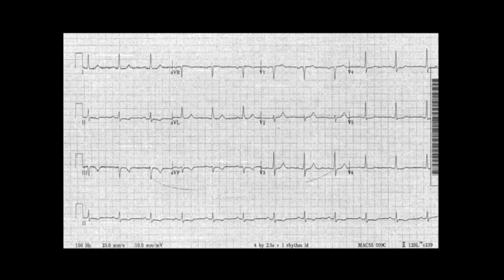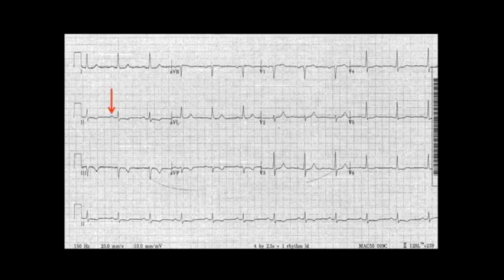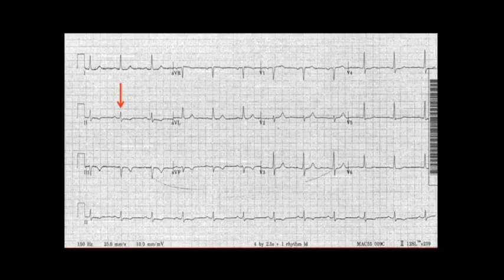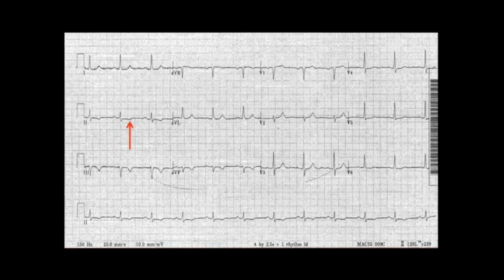Ischemia is represented on EKG by T wave inversions or ST depressions. Let's take a look at the inferior wall. To look at the inferior wall, look at leads 2, 3, and AVF. Let's take a look at lead 2 and just name the waves. First, we have a P wave, followed by an R wave. Notice there is no Q wave in this lead, followed by an S wave, followed by the ST segment, followed by an inverted T wave.